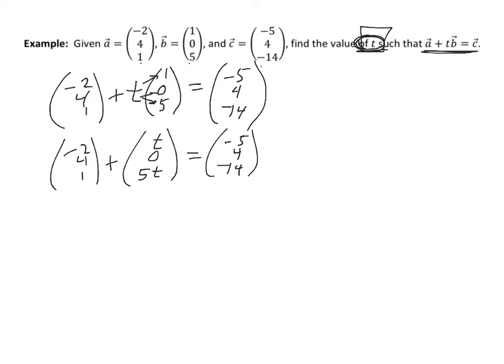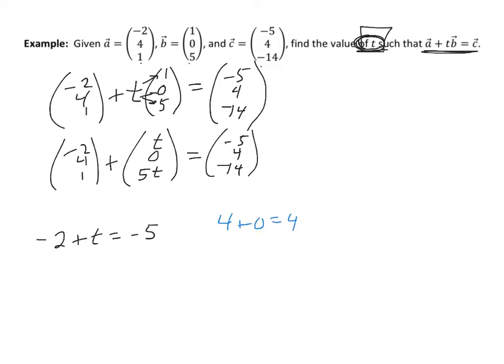Remember what we learned on the previous example. When you've got a vector equation, you can set the components equal to one another. You can make individual equations for them. So the x components are going to get me negative 2 plus t equals negative 5. Now, it might be tempting to just stop right here and solve for t, but I'm going to need to talk in a moment about why we can't do that. Let's keep going. The y components here would tell me that 4 plus 0 equals 4.